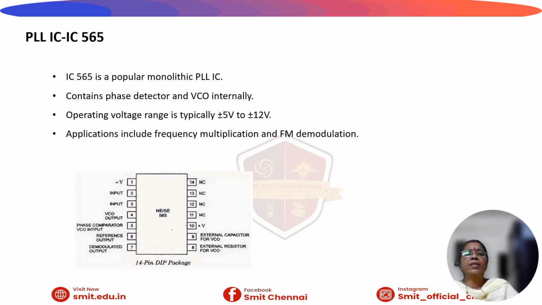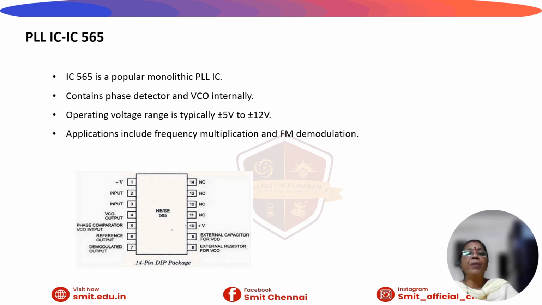Next, we'll discuss the monolithic PLL IC 565. IC 565 is a popular monolithic PLL IC. It contains a phase detector and a VCO internally. The operating voltage range is typically plus or minus 5 volts to plus or minus 12 volts. The applications include frequency multiplication and FM demodulation.